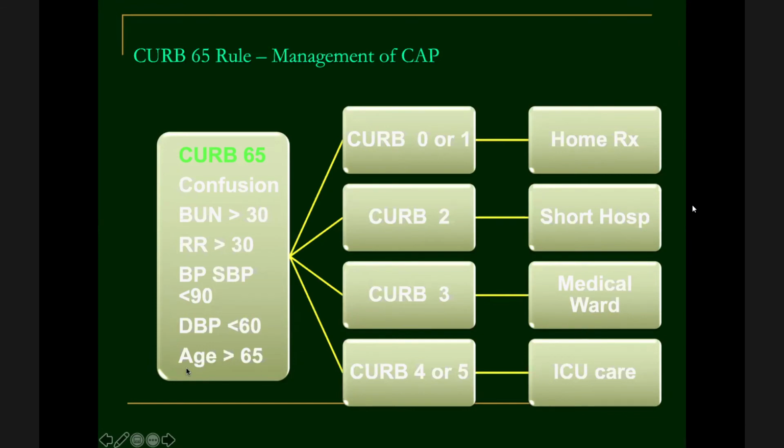So this is how you are judging the admission of the patient with community acquired pneumonia. This is very important. So CURB-65 you should know. What is C, what is U, what is R, what is B, and what is 65. So the CURB-65 rule for the management of community acquired pneumonia.